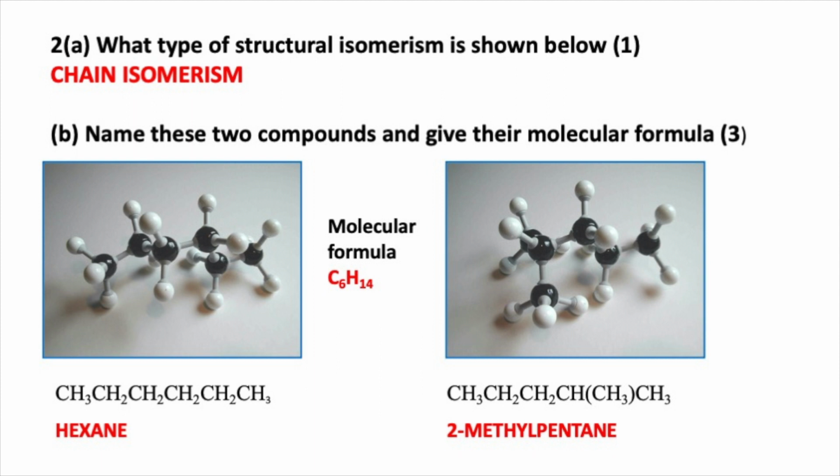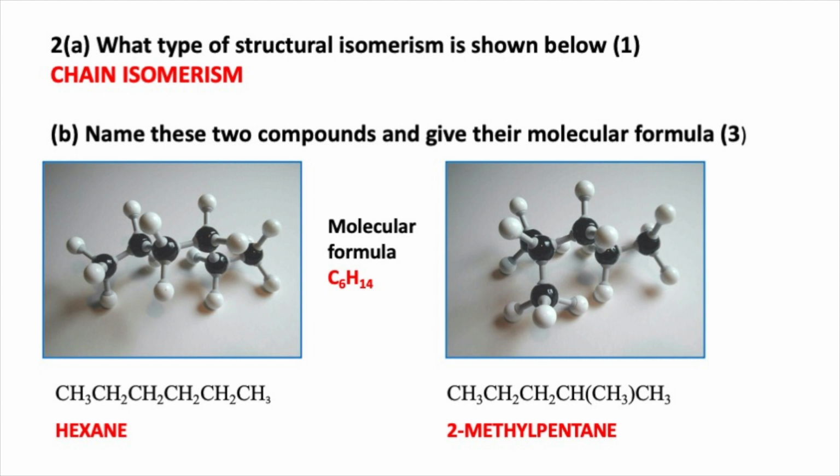The first compound has 6 carbons in the longest chain, and the second compound has 5 carbons in the longest chain, and a CH3 group, a methyl group, on the second carbon of this chain. Because they have different carbon chains or carbon skeletons, we are classing them as chain isomers. Now, the molecular formula for both compounds is C6H14.